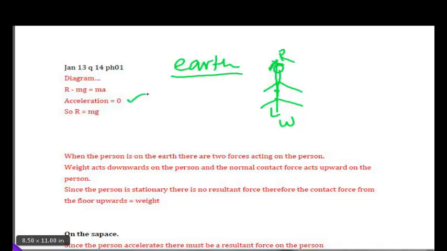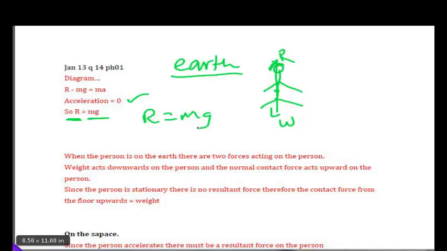Acceleration is zero. Therefore, resultant force is zero. Since resultant force is zero, the upward normal contact force is equal to the downward weight. So in this case, R equal to mg, because the resultant force is zero. Why is the resultant force zero? There is no acceleration. Acceleration is zero because the person is stationary on the Earth.